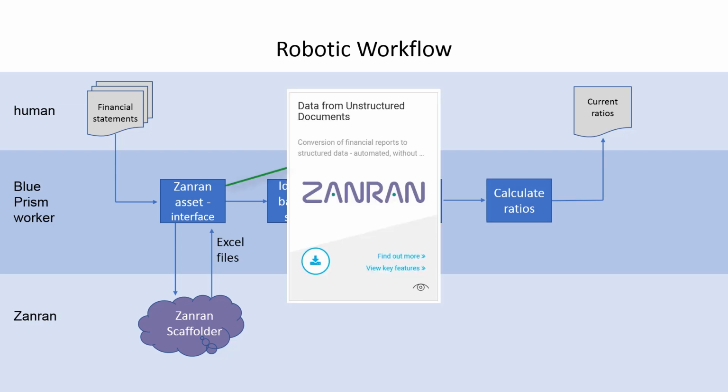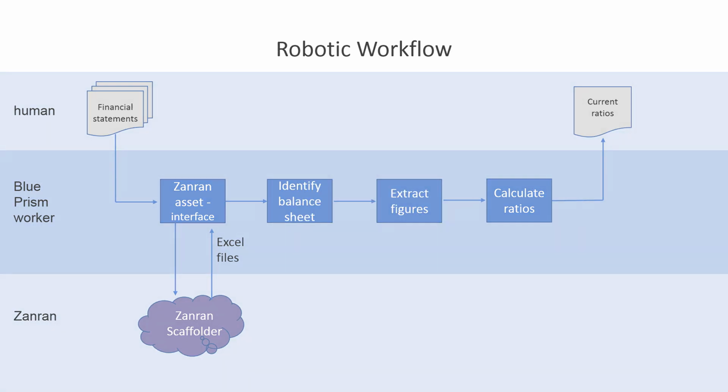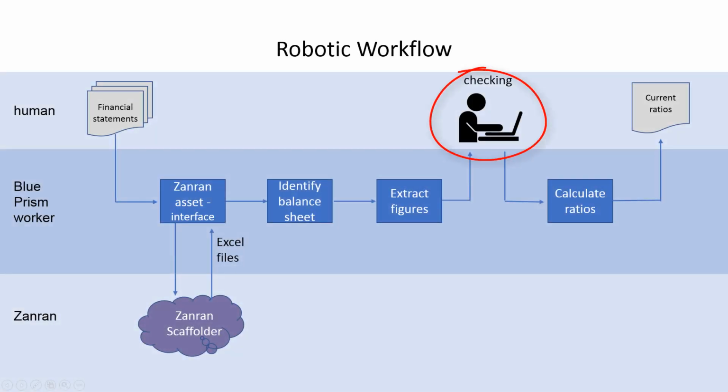For easy integration with Blue Prism, we have an asset in the digital exchange that pushes PDFs to the cloud and brings back the XML or Excel files. You can also add a human-in-the-loop checking stage. The person can check any unusual results, where the results are very different from the previous years. This is where the Zanran Workbench adds value.